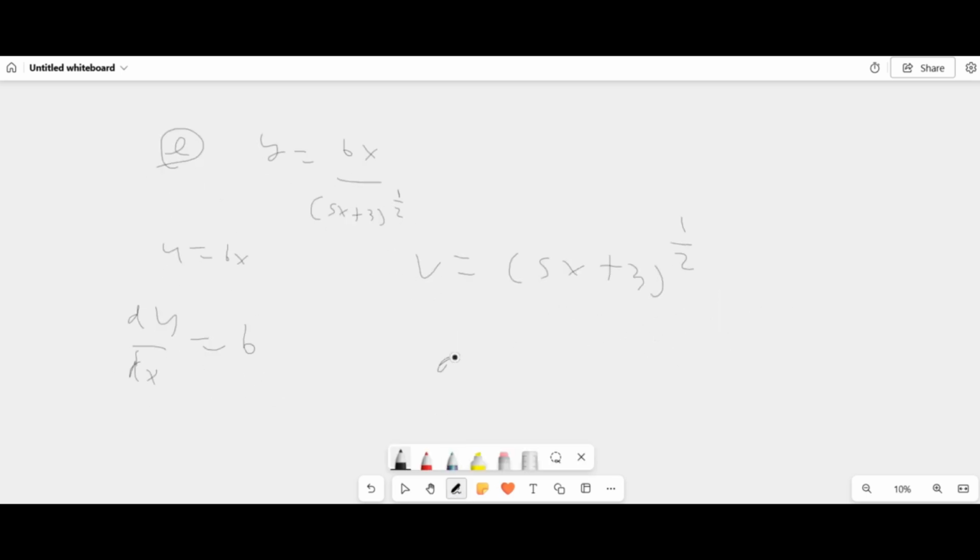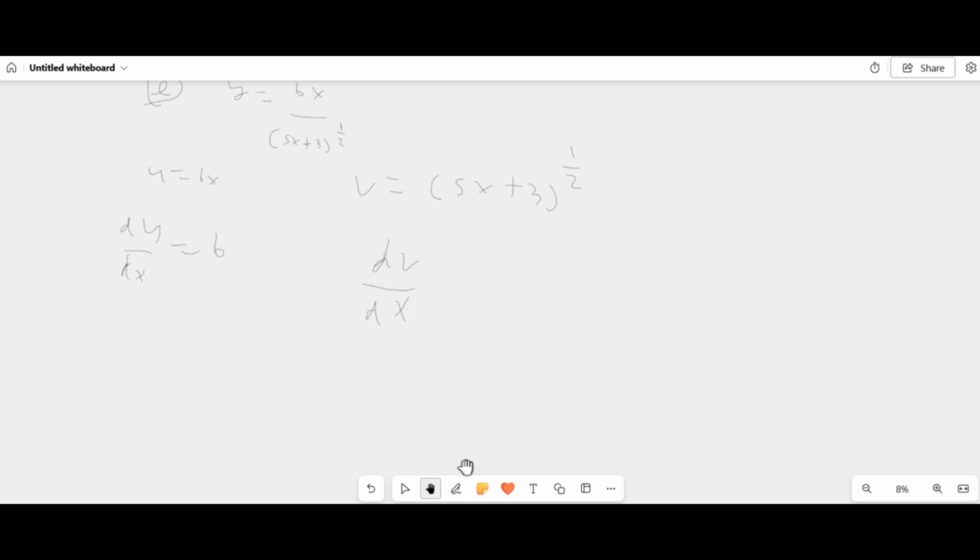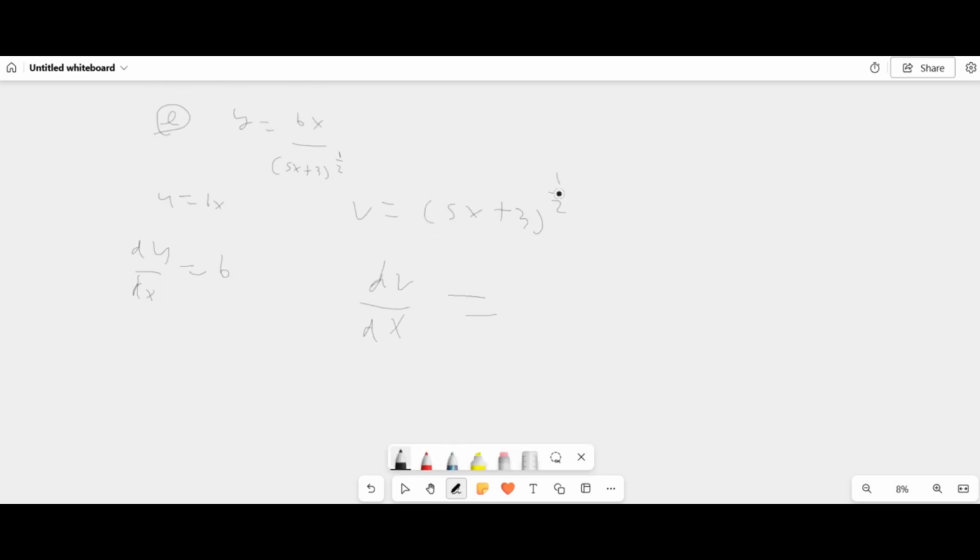dv over dx on the other hand is going to be what? You lot say it into the screen. Bring down the half, you get (5x + 3). Take away 1 from half, that's going to be minus half, so that's negative a half here. If you differentiate the inside, that's going to be 5 times the half outside, that's going to be 5 over 2. You see that there? So it's going to be 5 over 2.